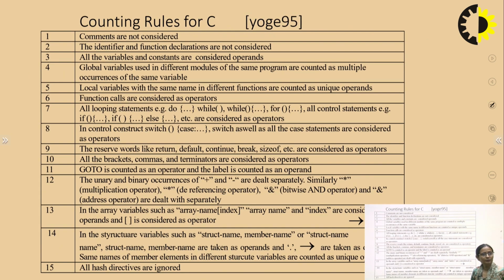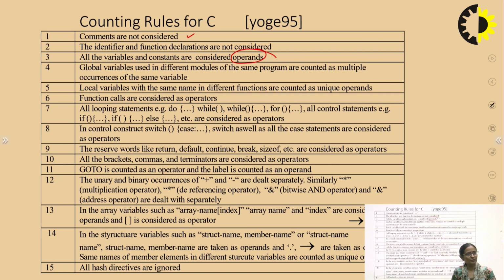For example, the counting rules for C, given by Yogi in 1995. Comments are not considered; that is, they are discarded. Identifiers and function declarations are also not considered. All the variables and constants are considered as operands.